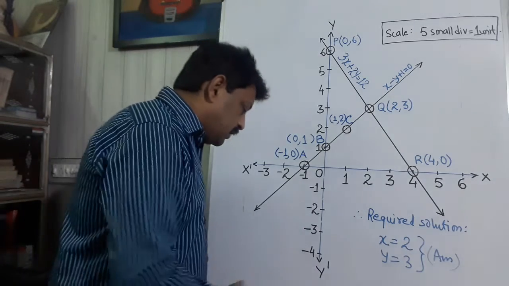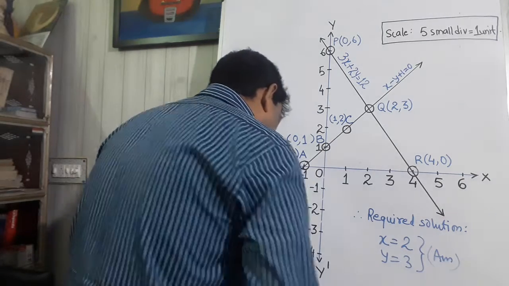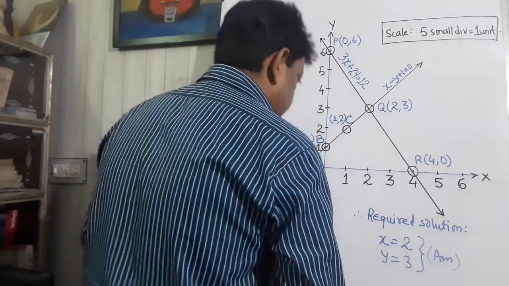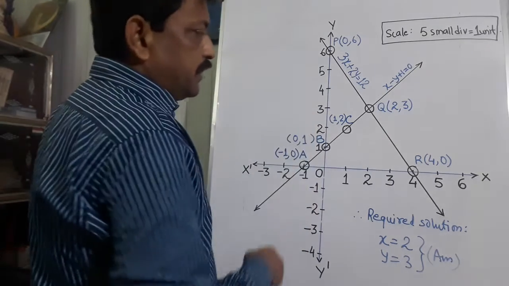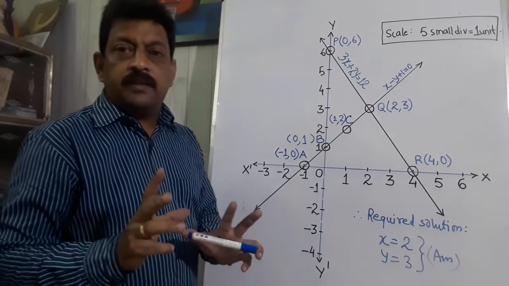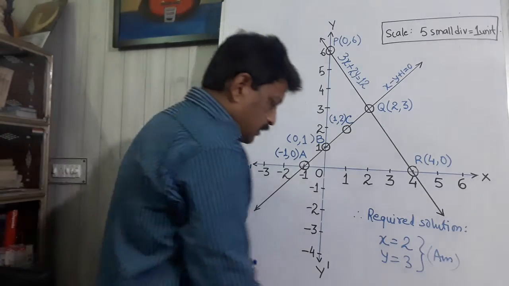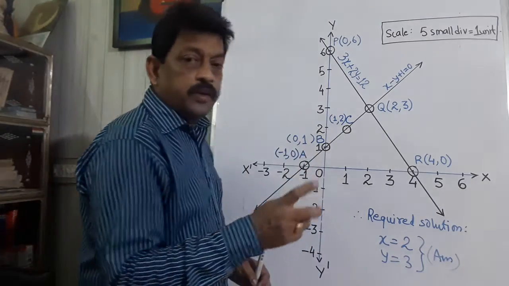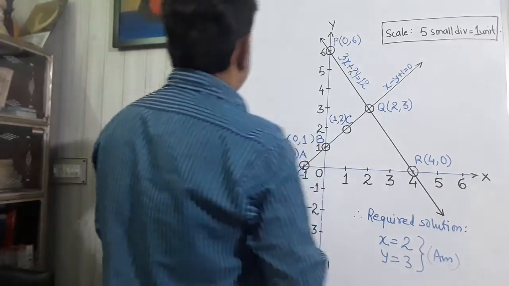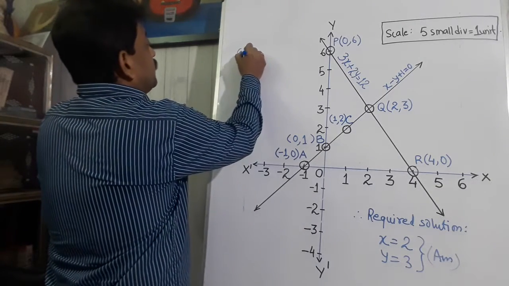Some more parts are there in the question. Determine the coordinates of the vertices of the triangle formed by these lines and the x-axis. Now there are two lines and the x-axis. These three lines are forming a triangle. First of all, we have to find the coordinates of these 3 points. So let me write the answer here. Coordinates of the triangle.